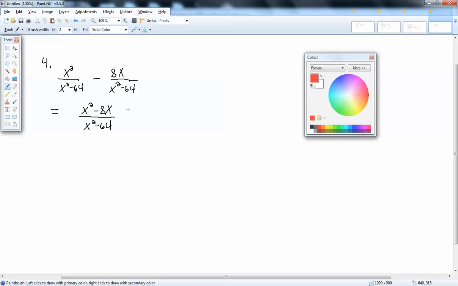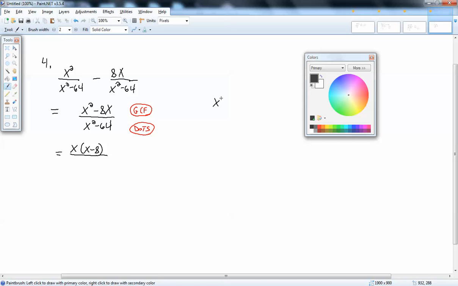Well, to simplify a rational expression, you factor the top, factor the bottom. So the top part is GCF. They both have an x in common. And the bottom part is two terms with a minus sign, a difference of two squares. So the top part, I'll factor an x out, and that gives x minus 8.